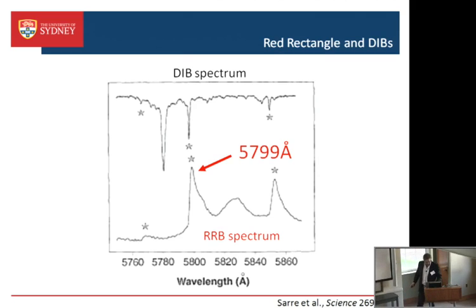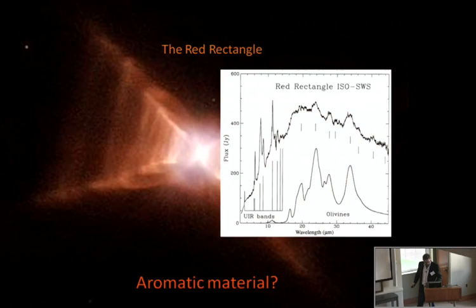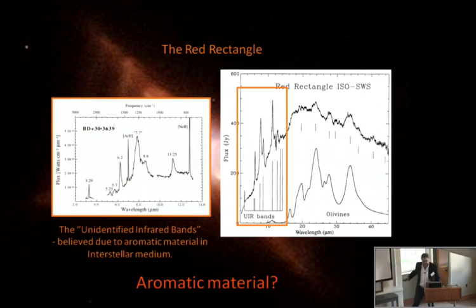The Red Rectangle is also one of the richest sources in the sky of the aromatic infrared bands, right? So this is the Red Rectangle spectrum with the UIR bands. Some people like to call them AIBs. I'm not going to argue. Let's say that it looks suspiciously like aromatic material, and the exact makeup of these bands, as many of you know, is also not really well known.